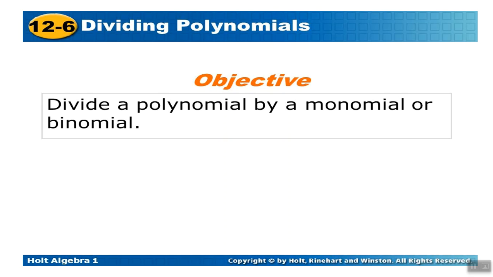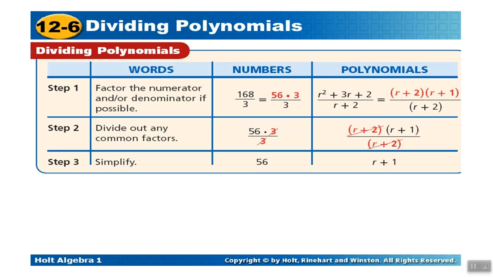12.6 Dividing Polynomials. Our main objective today is to divide a polynomial by either a monomial or a binomial. The rule in this lesson is that we have to follow exactly 3 steps. Step number 1, what do we have to do? We have to factor the numerator and/or denominator if possible. So step number 1, we factorize the numerator and the denominator.